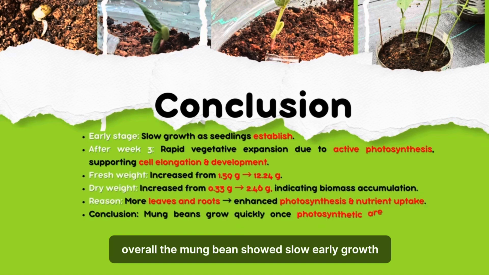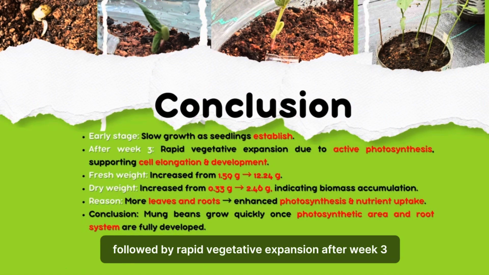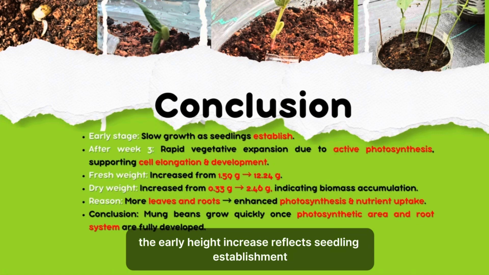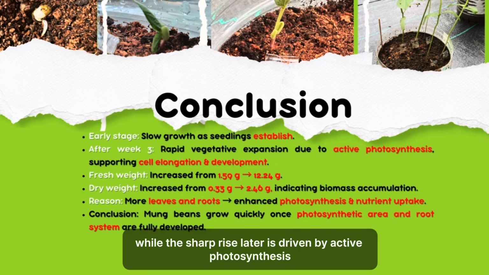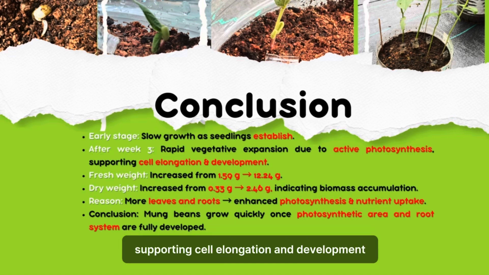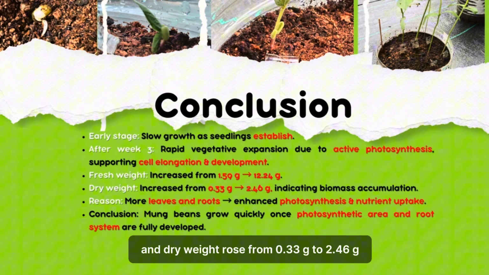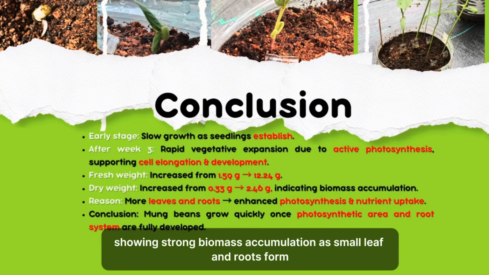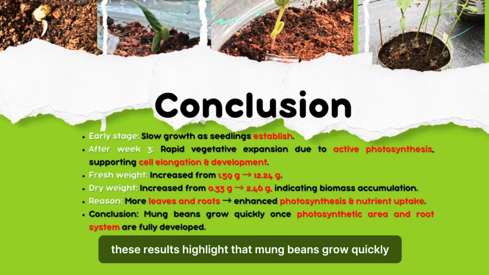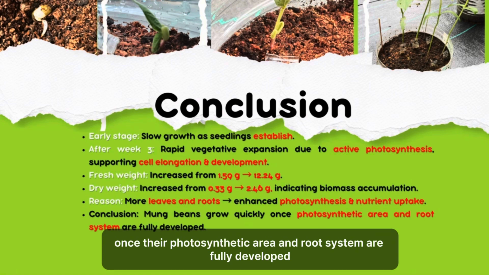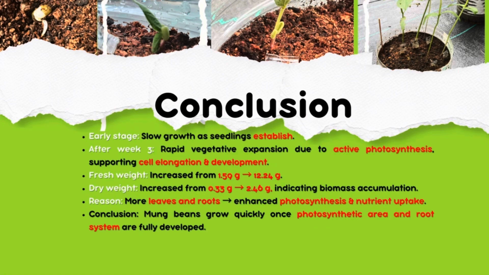Overall, the mung bean showed slow early growth followed by rapid vegetative expansion after week 3. The early height increase reflects seedling establishment, while the sharp rise later is driven by active photosynthesis, supporting cell elongation and development. Fresh weight increased from 1.59 gram to 12.24 gram, and dry weight rose from 0.33 gram to 2.46 gram, showing strong biomass accumulation as small leaves and roots form. These results highlight that mung beans grow quickly once their photosynthetic area and root system are fully developed.